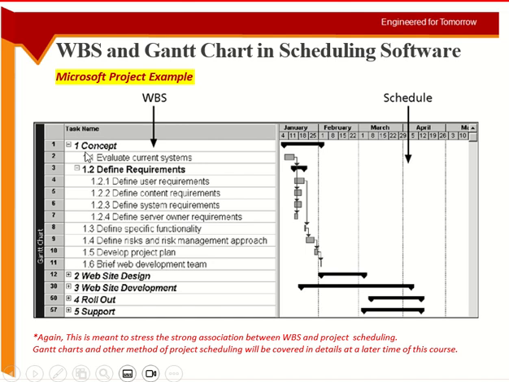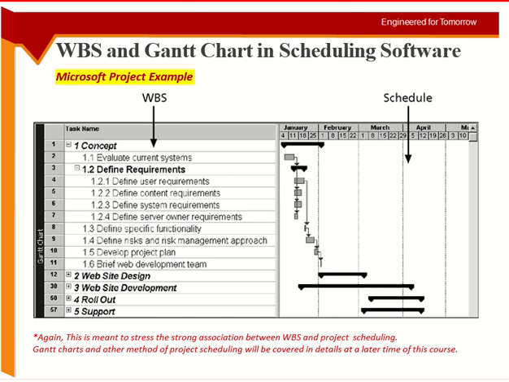So level 1 has how many deliverables? 5. Concept, website design, website development, rollout, support. Don't ask me what these things are, I don't know. If I knew, I would not be here, obviously. I would be sitting somewhere else and hacking systems or something.